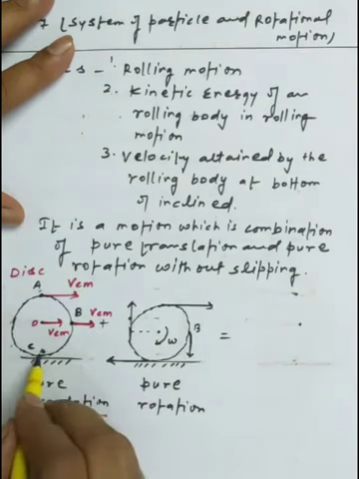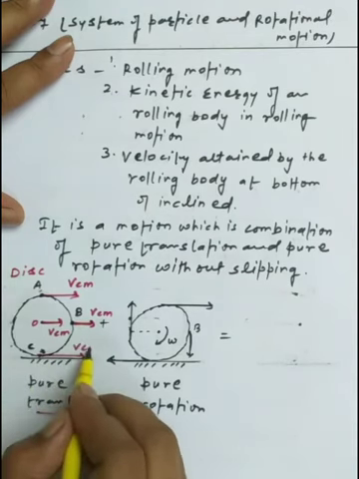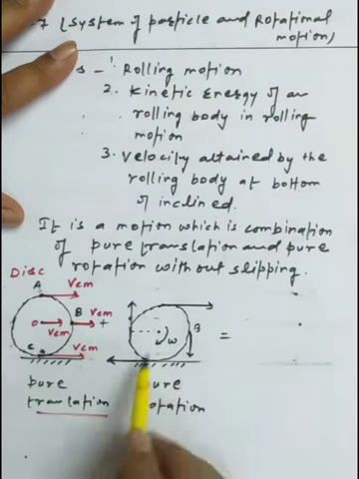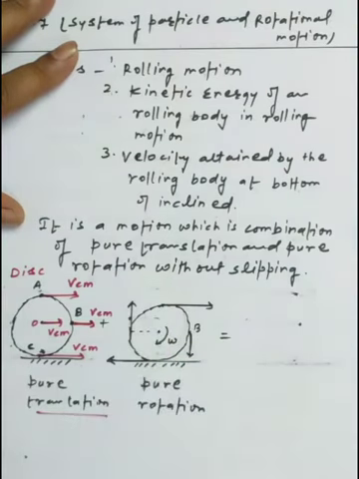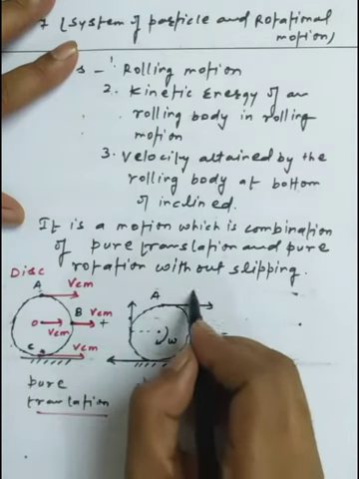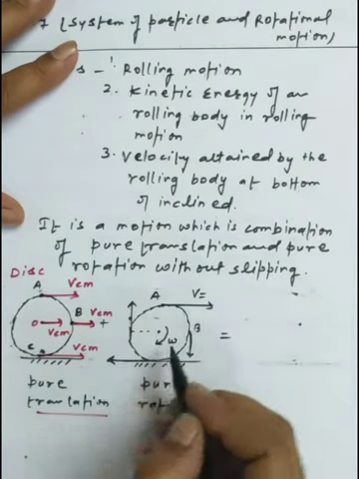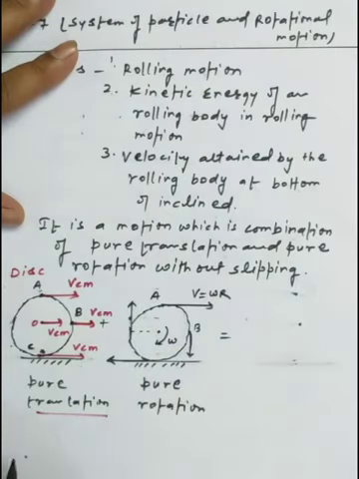Similarly, the particle at the bottom, C, also has the same velocity, the velocity of the center of mass. Now this is the statics of pure translation motion. Now the body is making pure rotation. The particle at point A has its velocity along the tangent, and we know the body is rotating with angular velocity omega. So the linear velocity of the particle is v equals omega r.